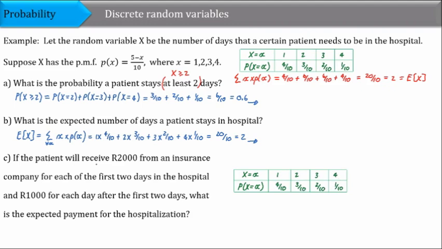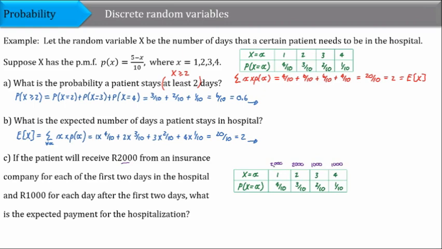Now it says here the patient will receive 2,000 Rand for each of the first 2 days. So that means if you're in a hospital for 1 day, you will get 2,000 Rand. If you are in hospital for a second day, then you will get another 2,000 Rand. Then 1,000 Rand for each day after that. So if you're in hospital for a third day, they'll give you 1,000. And if you're in hospital for a fourth day, they will also give you 1,000. But these are not the only amounts that you actually have.